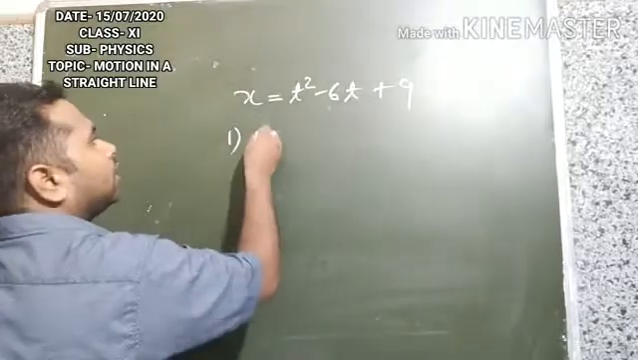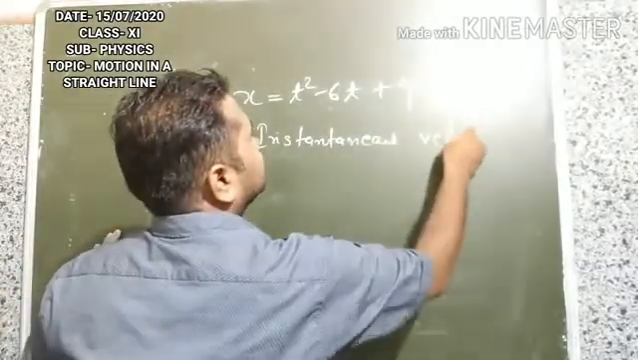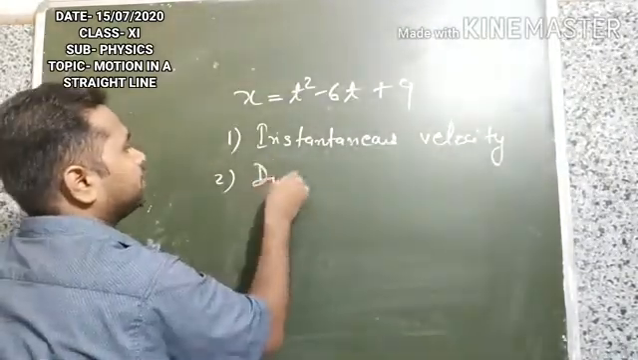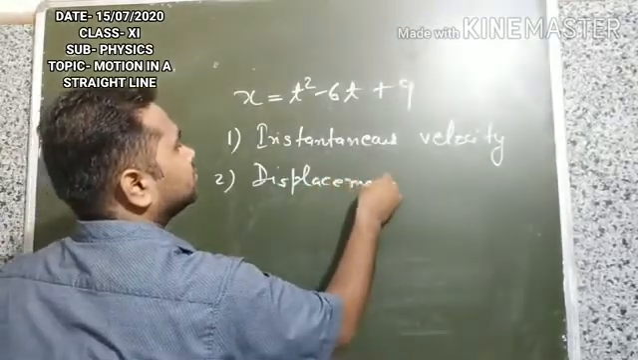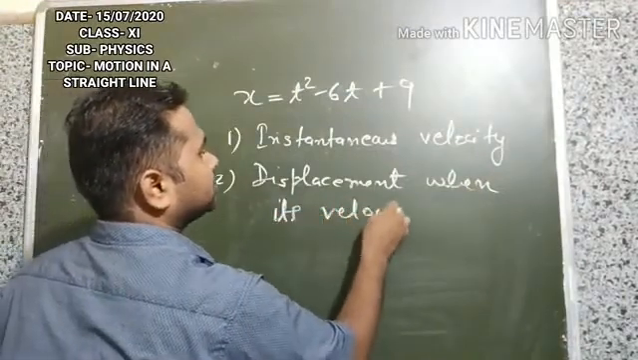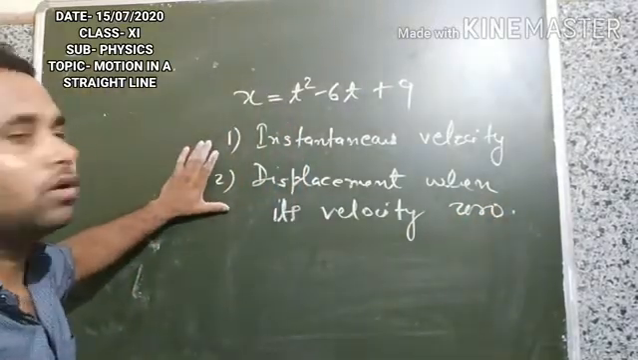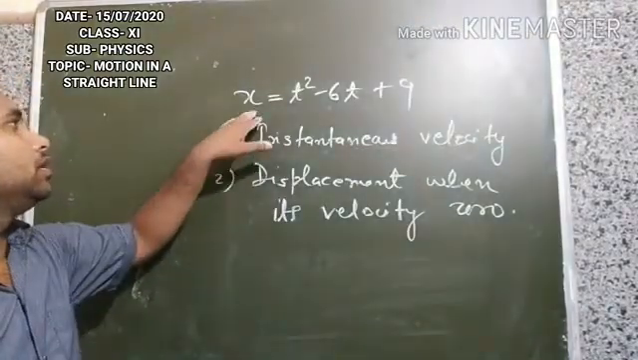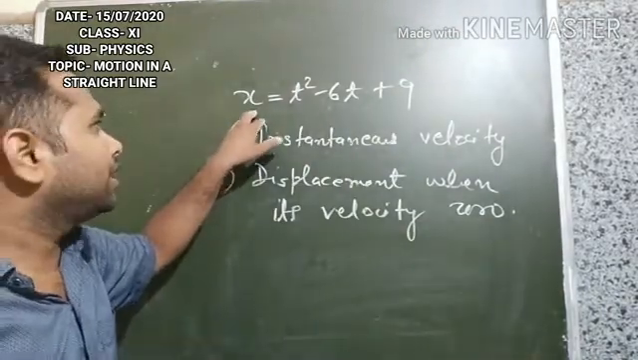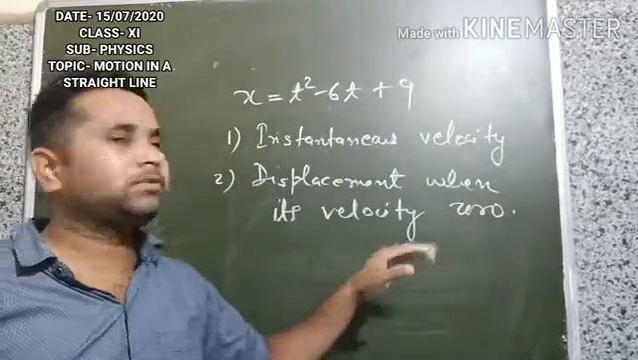three things. First, instantaneous velocity. Second, displacement when its velocity becomes 0. Two questions are there. What is the question? This is the displacement of the particle moving under constant force in one-dimensional motion. So we have to find the instantaneous velocity of the particle and the displacement when its velocity becomes 0.